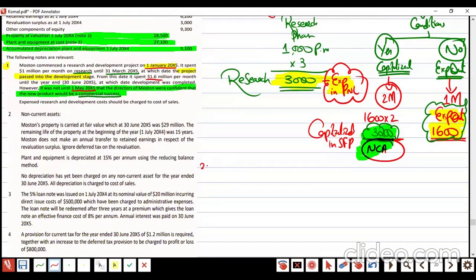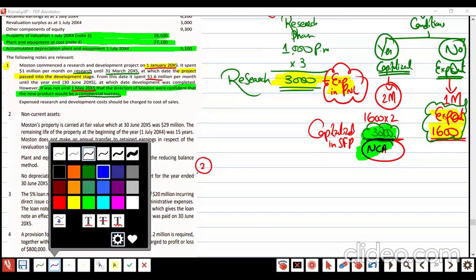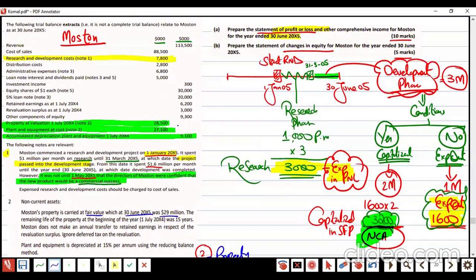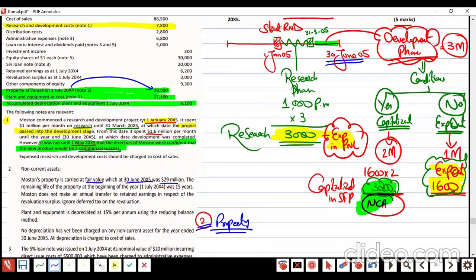So we will do them separately. Note 2, I am using another color. First of all, I will handle the property, then I will handle the second thing. Meyerson property is carried at fair value and market value. At June 2005, it was 29 million. Before it was how much? 28,500. Okay. Now it is how much? 29 million.